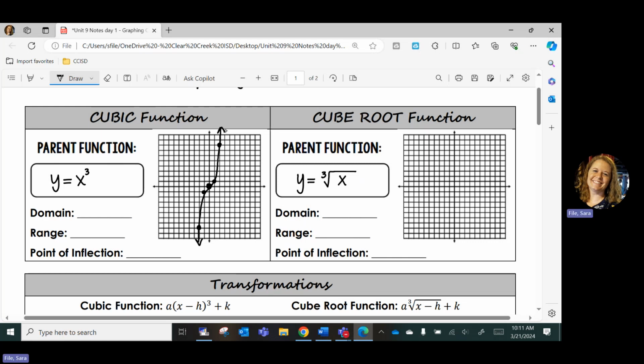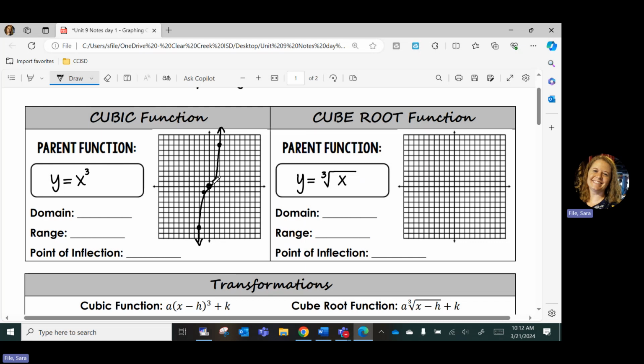Now, when we talk about the behavior of the graph, we're talking about if it's increasing or decreasing or constant, and we determine that by reading the graph left to right. If I were tracing this graph from left to right, am I increasing or decreasing? Increasing. Do I ever change? No, it's going to be increasing forever. So that means there's no vertex on this graph because it doesn't change behavior or change direction.